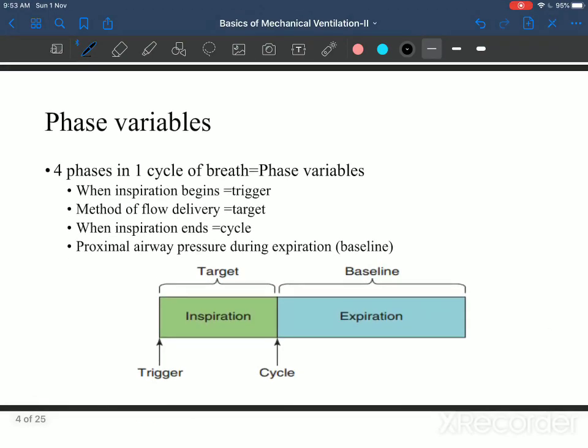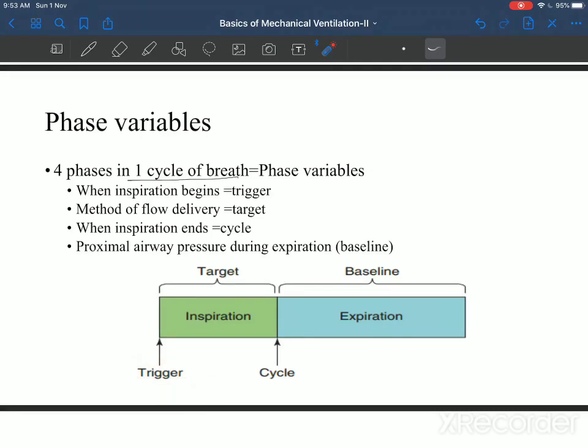So let's talk about phase variables. Phase variables are the phases in one cycle of breath. In one single breath there are these many phases which happen. So there is an inspiration and expiration we talked about. There is something that should start the inspiration, correct? So that is called a trigger.